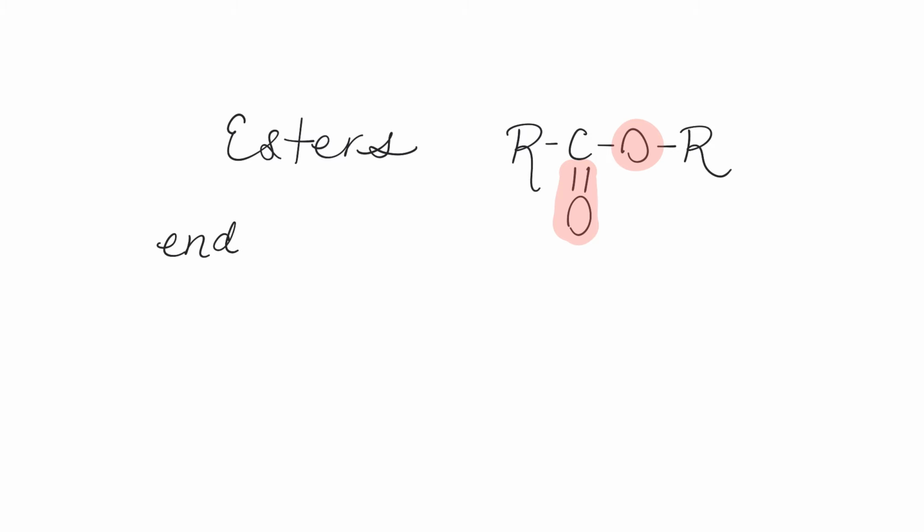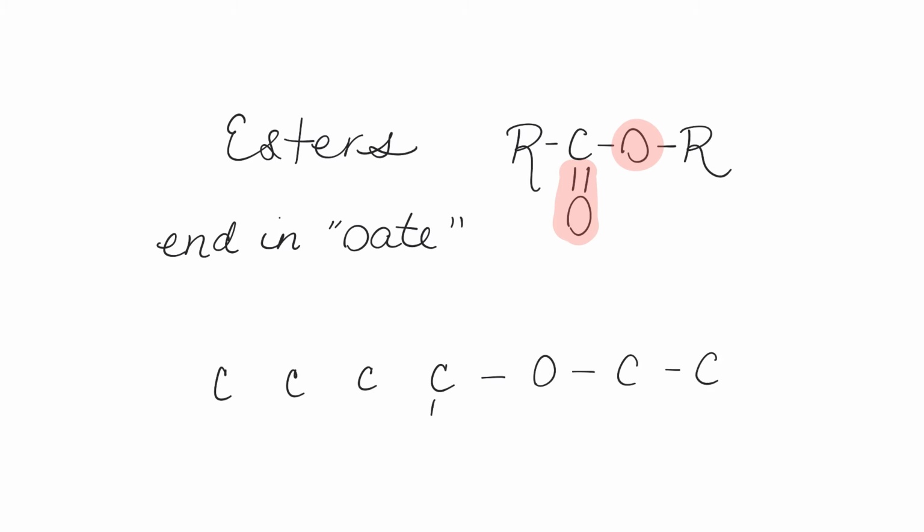Esters are going to end in oate. All right, they're going to end in oate. So you're going to drop the e and put oate on it. Let me show you what this looks like. Okay, so let me give you this as an example. I'm just going to draw carbons so I don't get us too confused. All right, so here's an example.